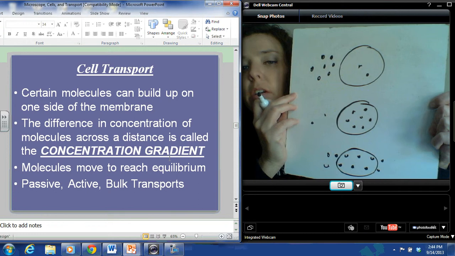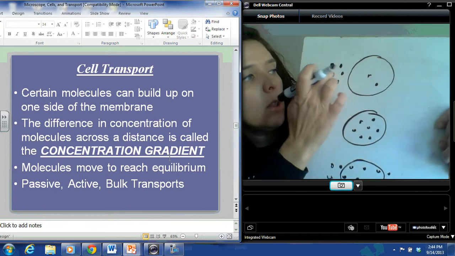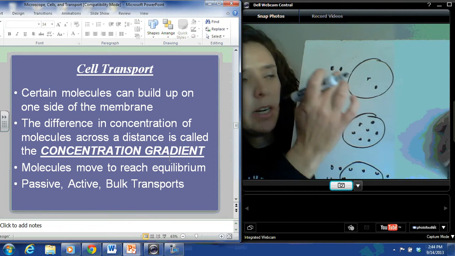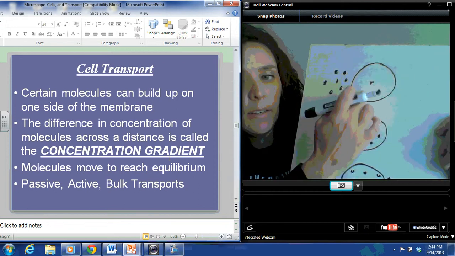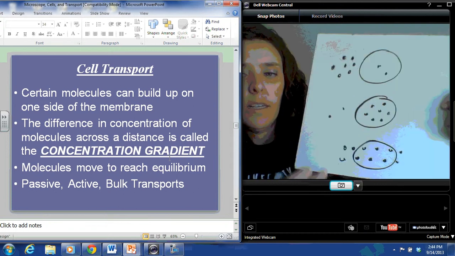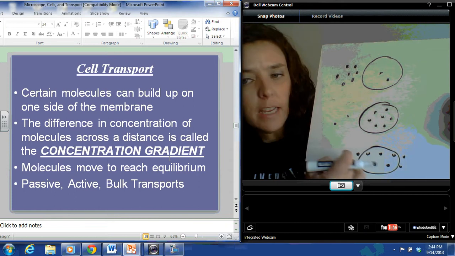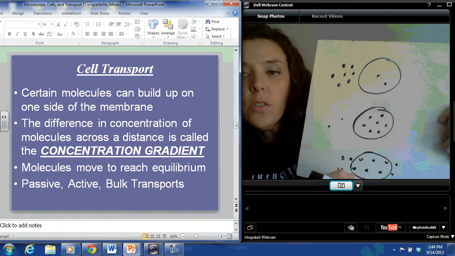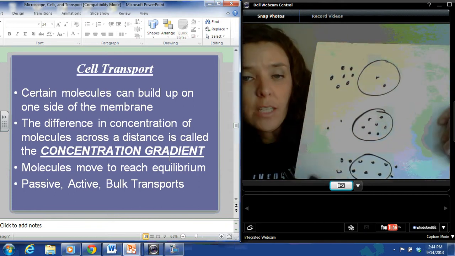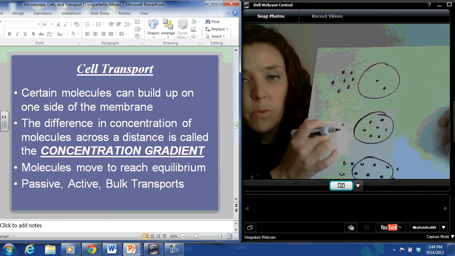Okay, we'll try this again. Okay, so here are your 3 cells. You can see with this top one, there are a lot of particles out here and only a few inside. In this second one, there are a whole bunch inside, but only a few outside. On this one, you can see there's about the same on the inside and on the outside. So which of these have a concentration gradient? Okay, the first one and the second one do.